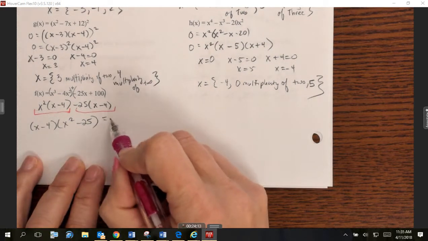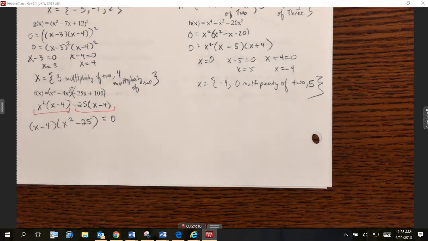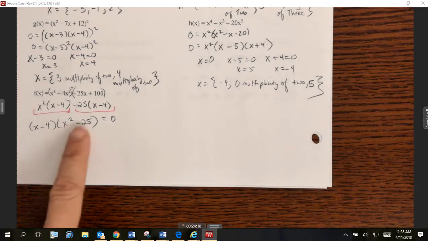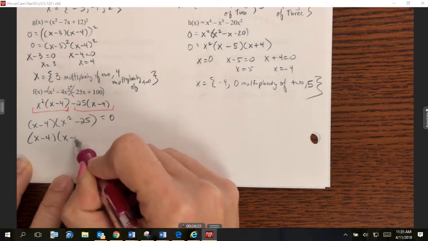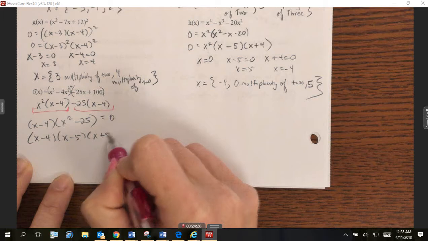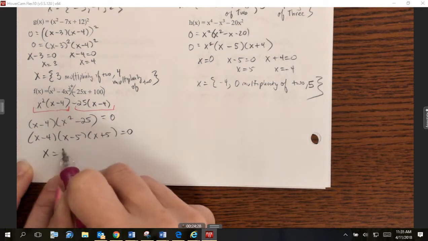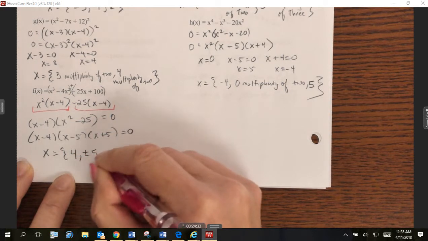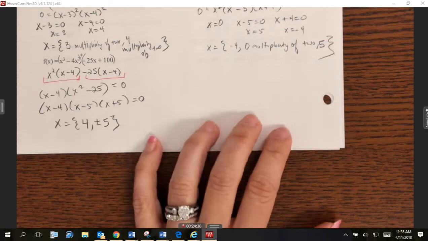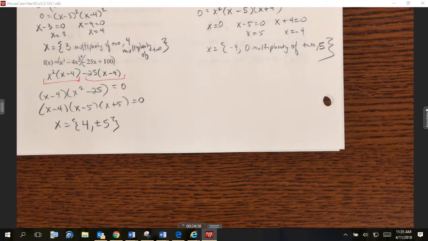Are all the factors right now linear? Then I have to factor x squared minus 25 further. But that's just a difference of squares, so that one's not bad. And then I just skipped the step where I set it equal to 0, because I hope you can figure out this pattern. If it's just a single number, you don't really have to set it equal to 0. I mean, that's what you're doing, but you don't have to show that stuff. No multiplicity.